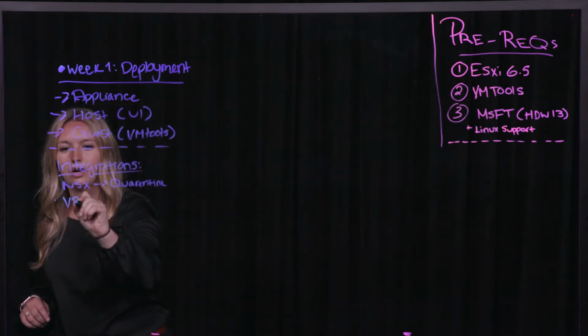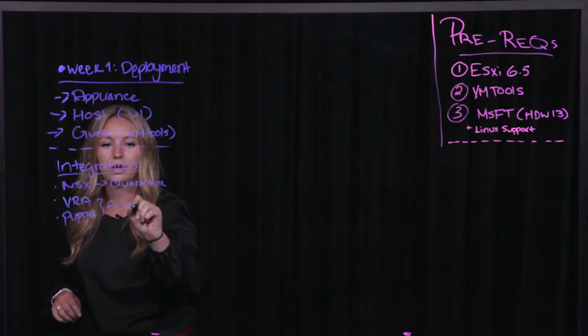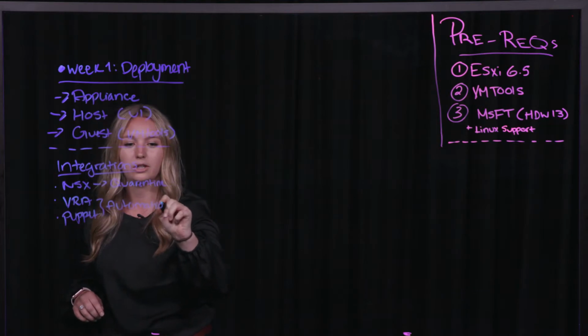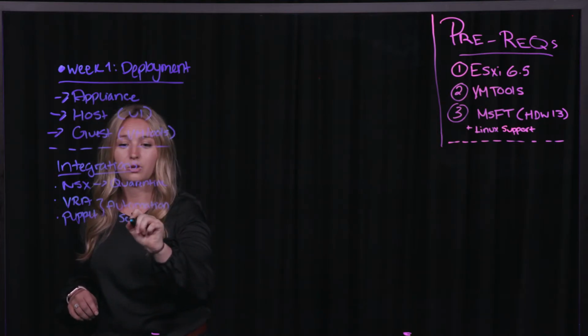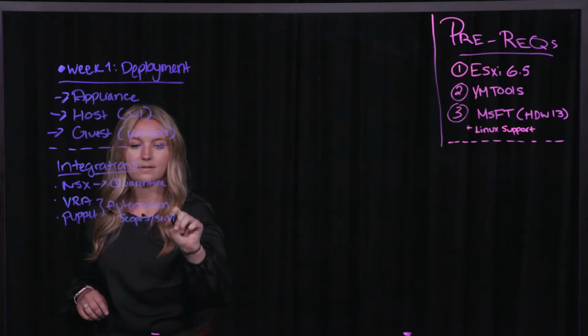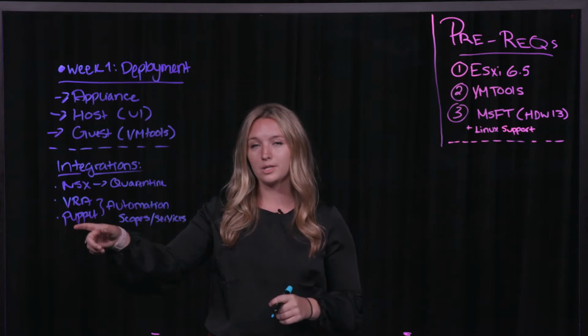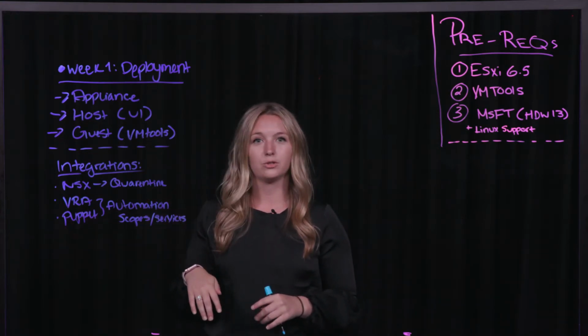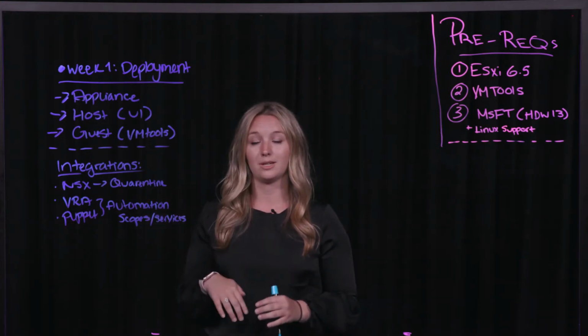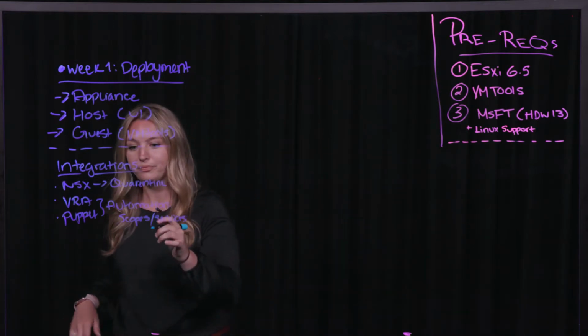Second will be VRA and then Puppet. And both of these are automation tools. So what this means is you can actually automate your scopes and services into AppDefense. And then any change you make in Puppet, for example, would then come over to the AppDefense UI. So you don't need to make that same change in 2 UIs. It's just going to be with one.